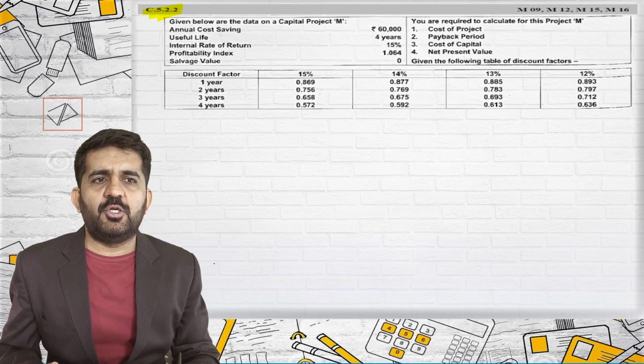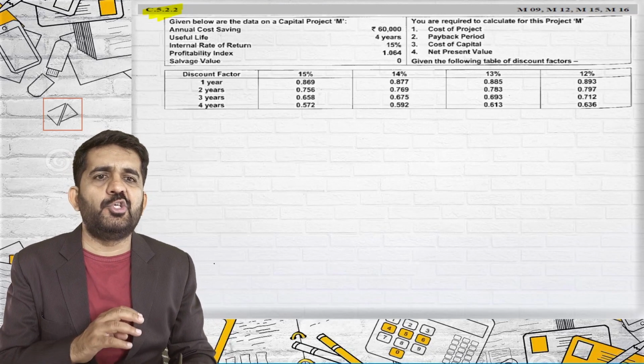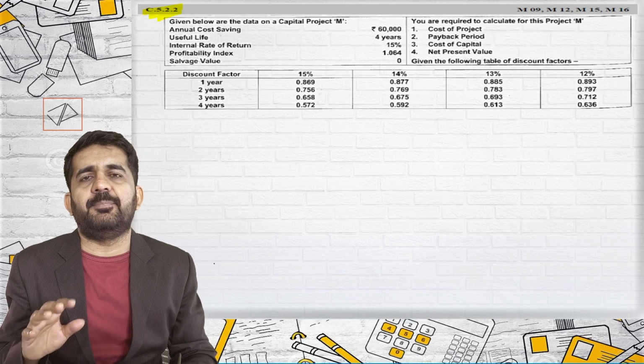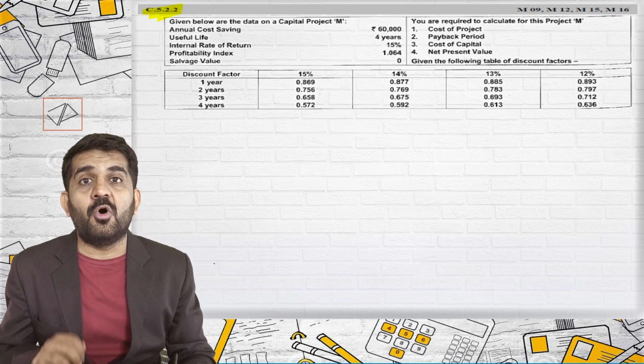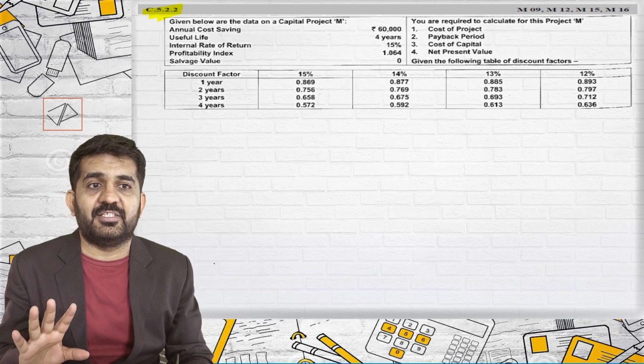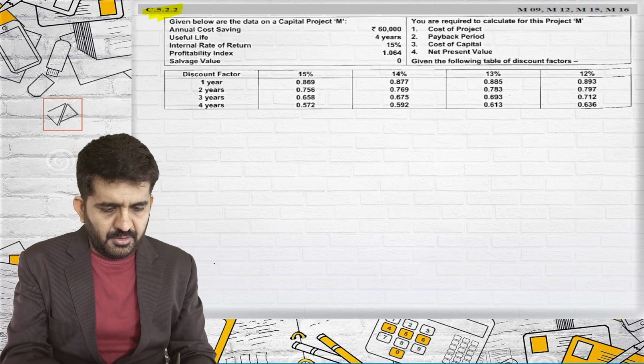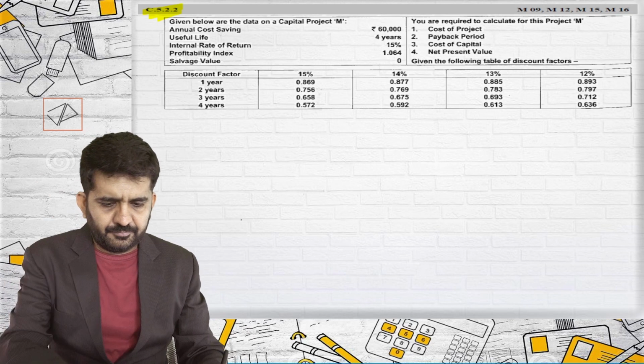This is an excellent question. It clears each and every concept of capital budgeting. It tests your real knowledge of capital budgeting rather than just the formula. Try to concentrate.